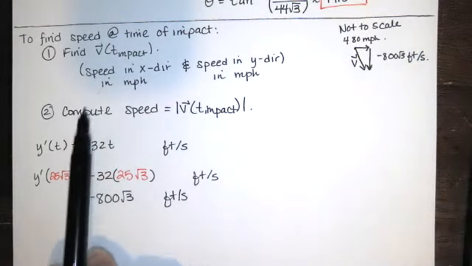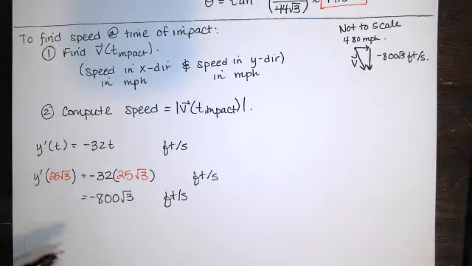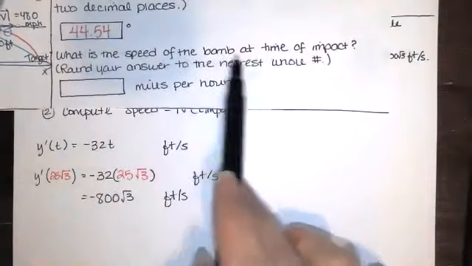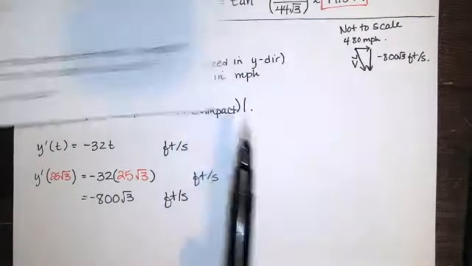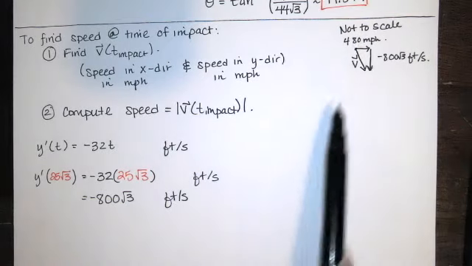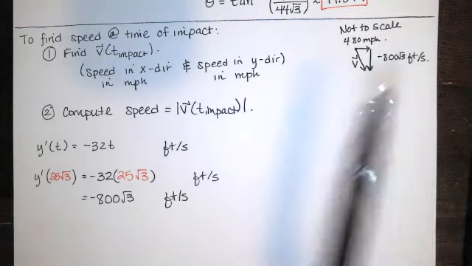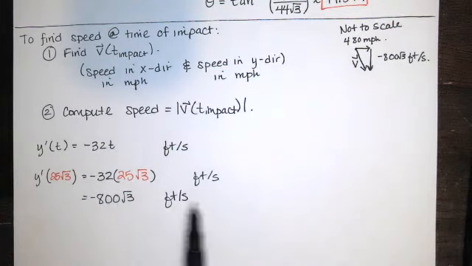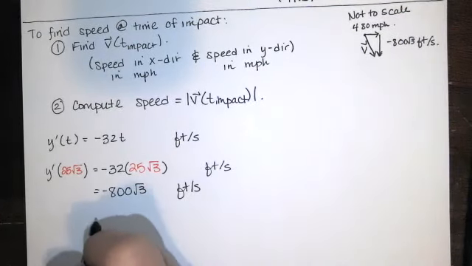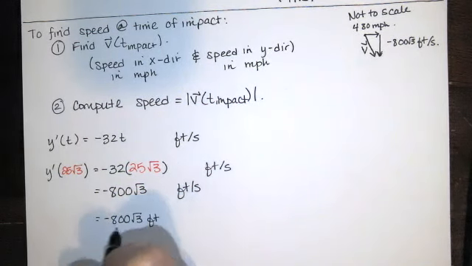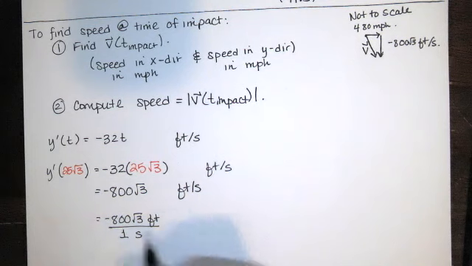But again, here's our problem statement: the speed of the bomb at time of impact in miles per hour. So that means we want velocity in the x direction in miles per hour, velocity in the y direction in miles per hour. And right now we've got a number of feet per second. So we're going to have to do a little bit of dimensional analysis.